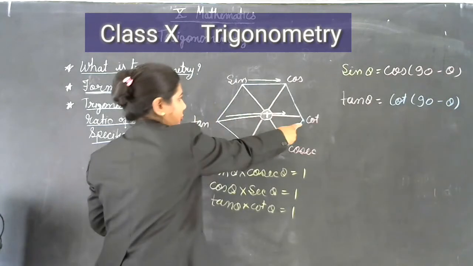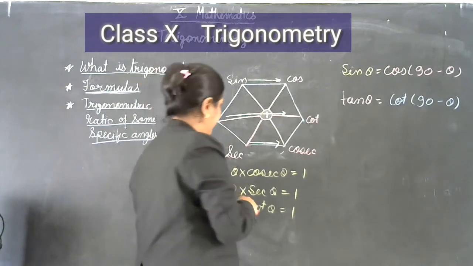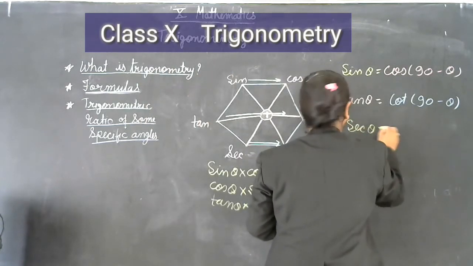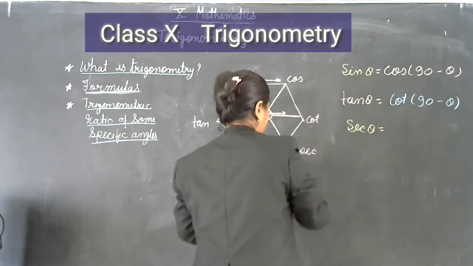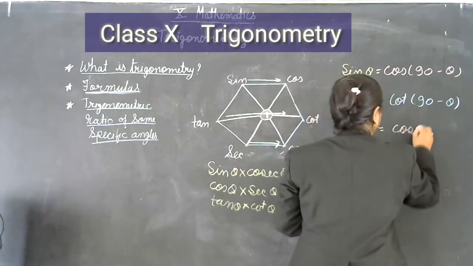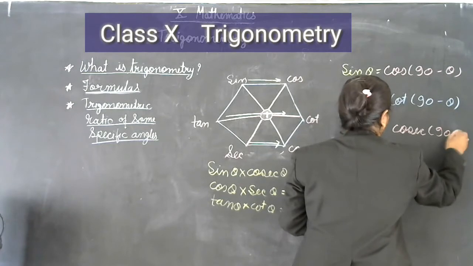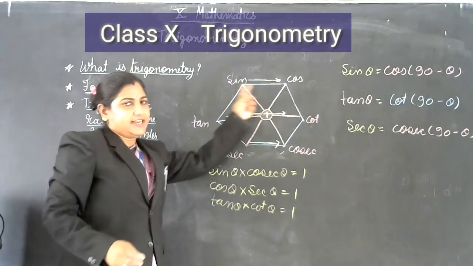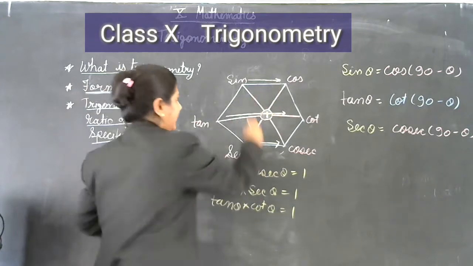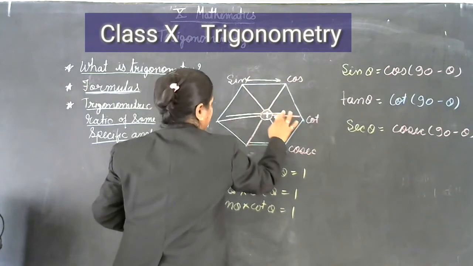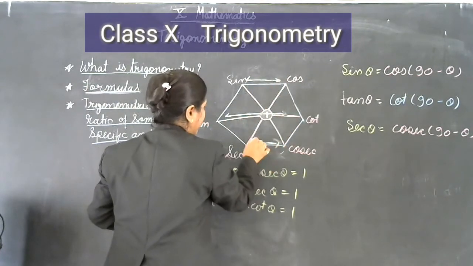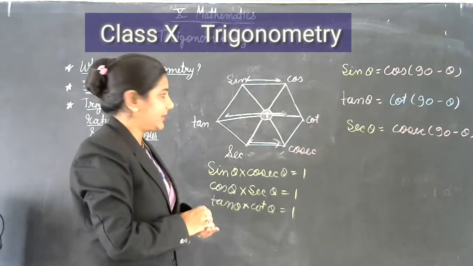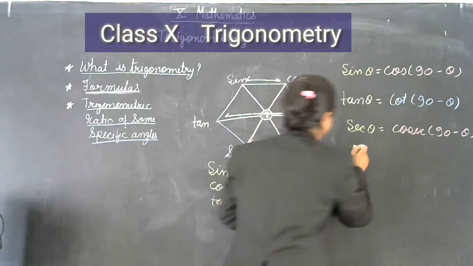Tan theta equals cot of 90 minus theta, and sec theta equals cosec of 90 minus theta. And if we change the direction of the arrow, likewise, then cos theta equals sin of 90 minus theta.